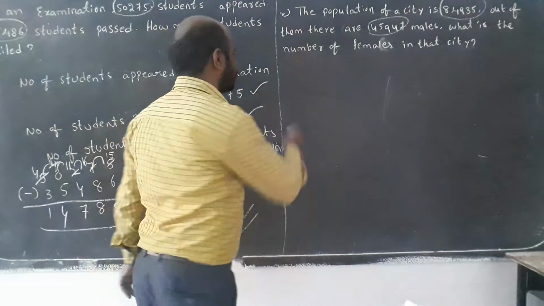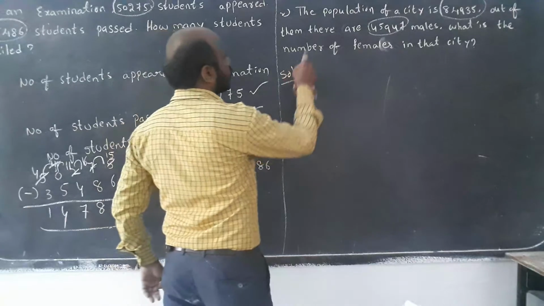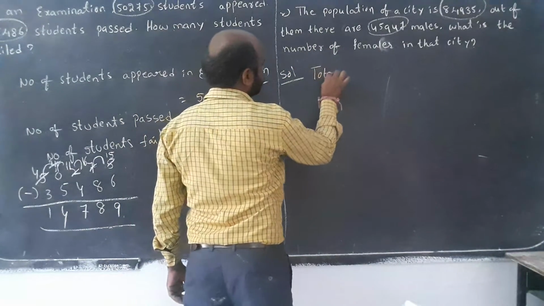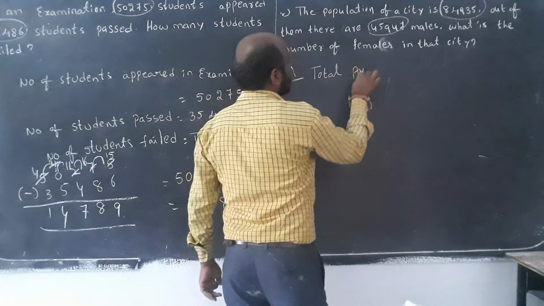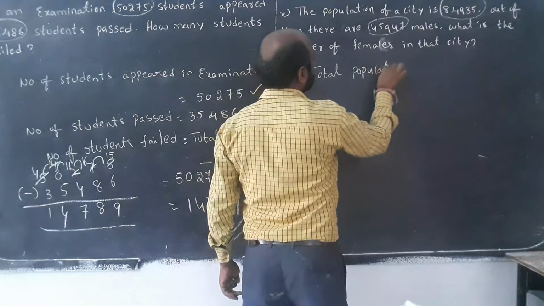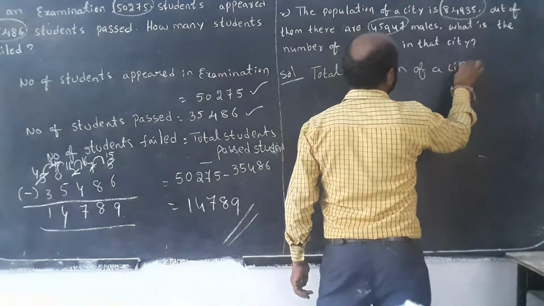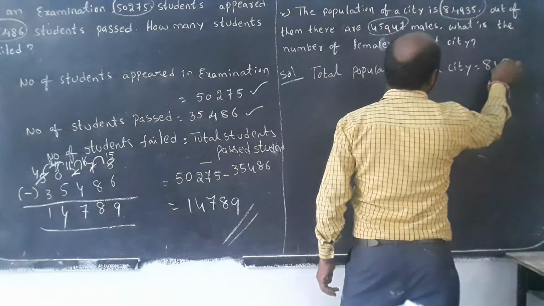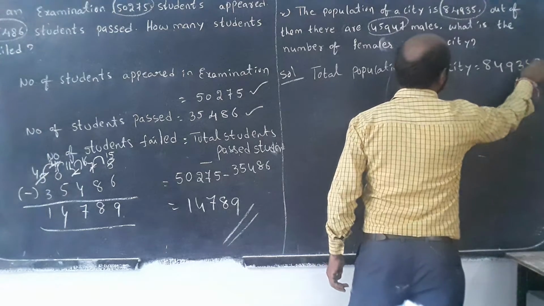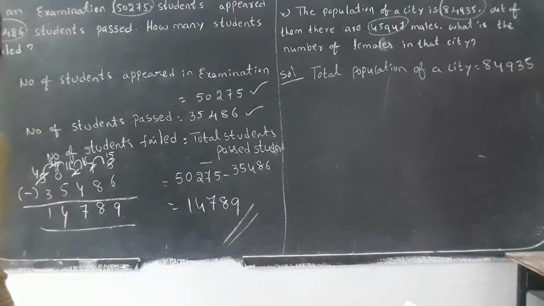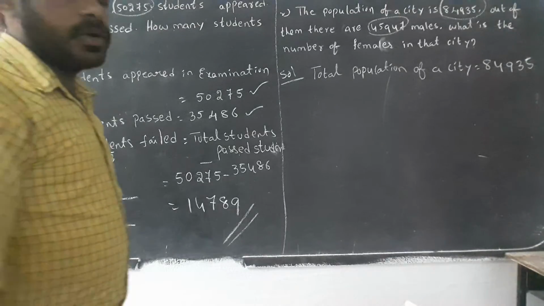Now we have to write the solution. What do we have to write? The total population of a city is equal to 84,935. What is that? In that 84,935, males are there and females are also there.